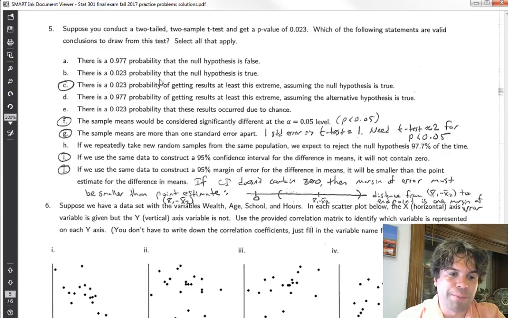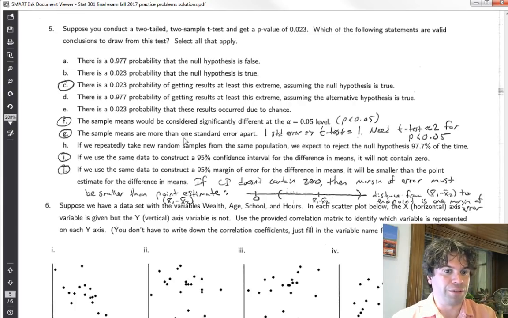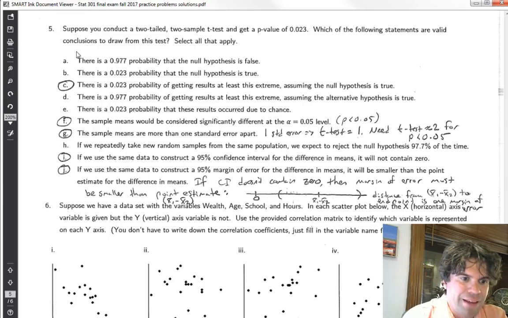The p-value is not the probability the null is true. The p-value is the probability of getting data at least as extreme as yours, assuming the null is true. And then A is just the converse statement of B. These two statements are equivalent. They're both wrong. Okay, D.